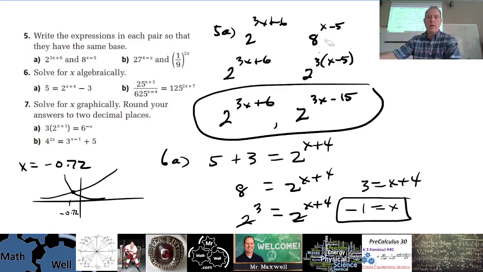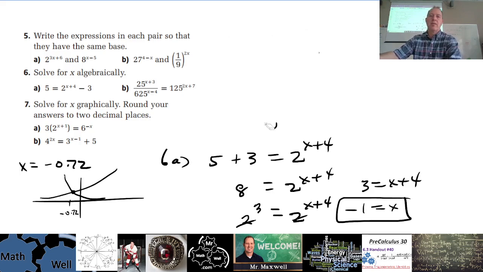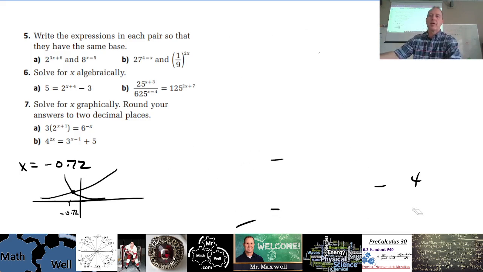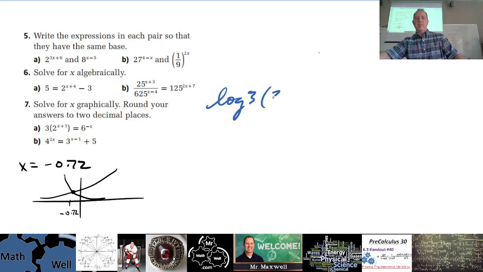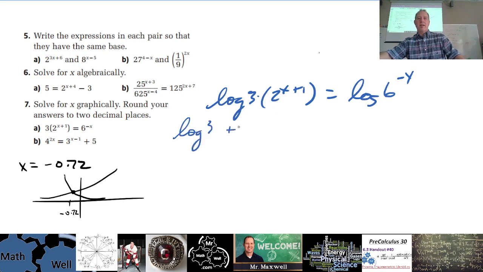All right, so what I'll do right now is, from chapter 8, if you're asked to do this same thing algebraically, you'd have to use logs, right? So this is how you do that using logs. You take the log of both sides, log of 6 to the negative x, and because we have a product here, you should separate that as log 3 plus log 2 to the x plus 1, and this negative x can come down as a coefficient on this side.